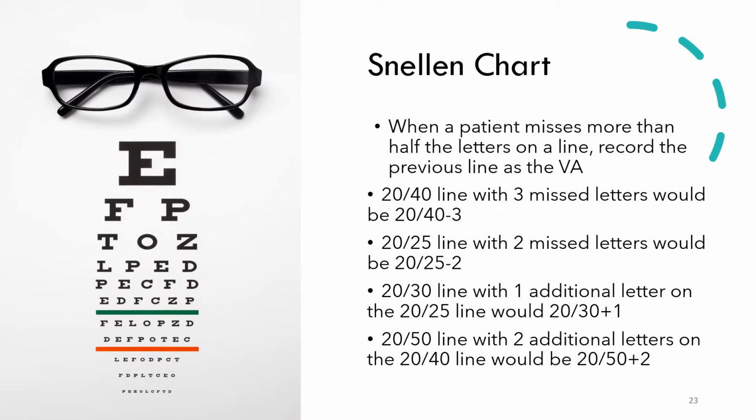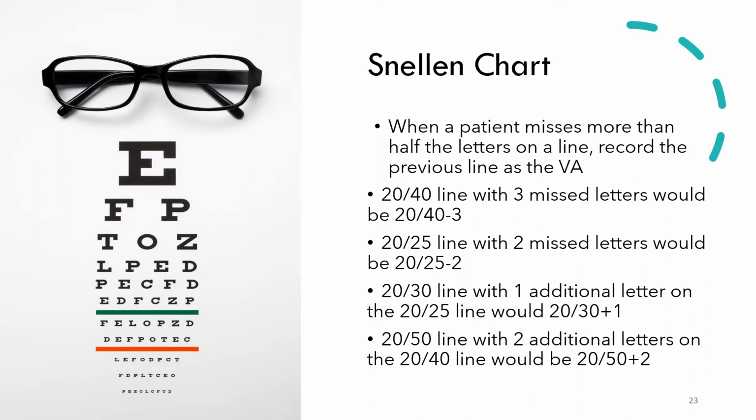When a patient misses more than half the letters on a line, record the previous line as the visual acuity, noting the number of letters missed on the current line as a superscript with a minus sign. Alternatively, when a patient is able to completely read one line and can also read several letters on the next smallest line, then document those additional letters as a superscript with a plus sign.